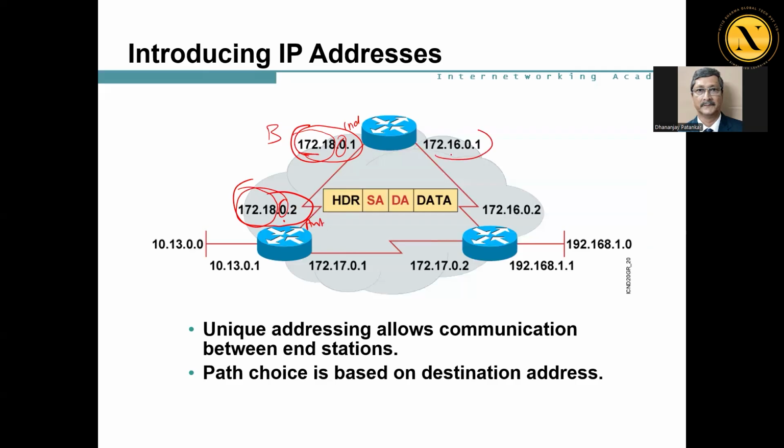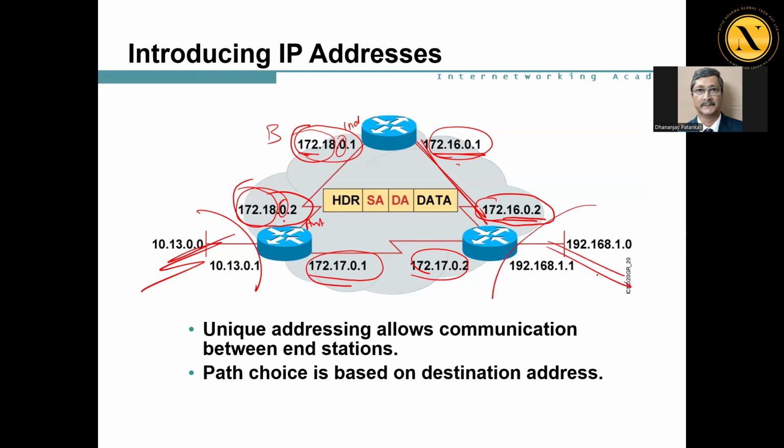Look at this, 172.16.0.1, 172.16.0.2. Both seem to be in the same network, right? Or subnet. We don't know what subnet mask they are using. Look at this, 172.17.0.1, 172.17.0.2. Both seem to be in the same network or subnet. This one is a different network or subnet, class A. This one is a totally different network, class C, right? Okay.